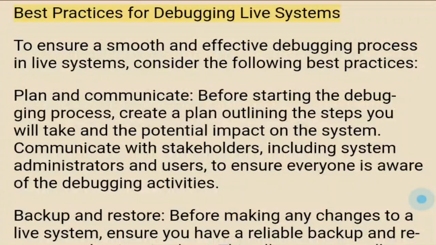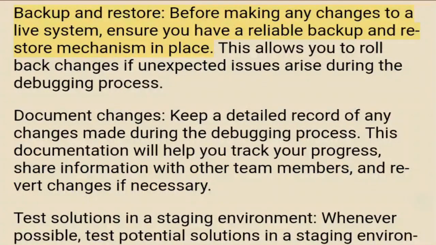Best practices for debugging live systems. To ensure a smooth and effective debugging process in live systems, consider the following best practices. Plan and communicate. Before starting the debugging process, create a plan outlining the steps you will take and the potential impact on the system. Communicate with stakeholders, including system administrators and users, to ensure everyone is aware of the debugging activities. Backup and restore. Before making any changes to a live system, ensure you have a reliable backup and restore mechanism in place. This allows you to roll back changes if unexpected issues arise during the debugging process.